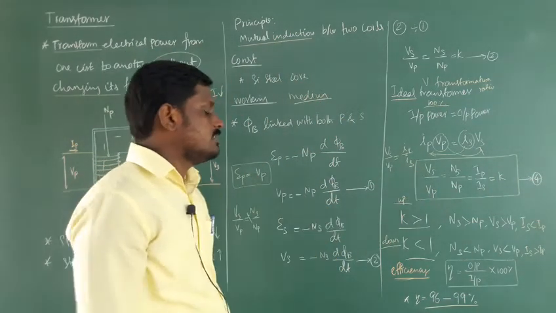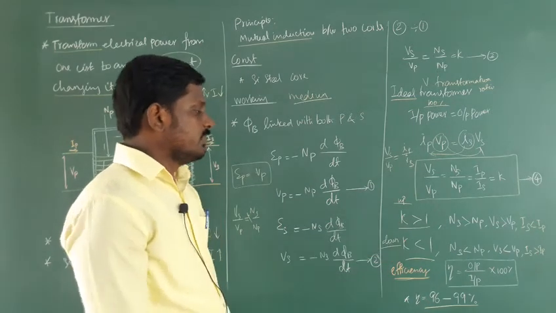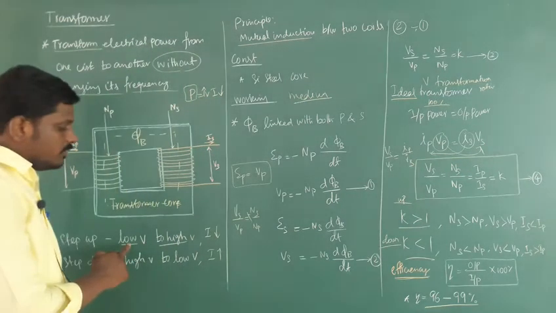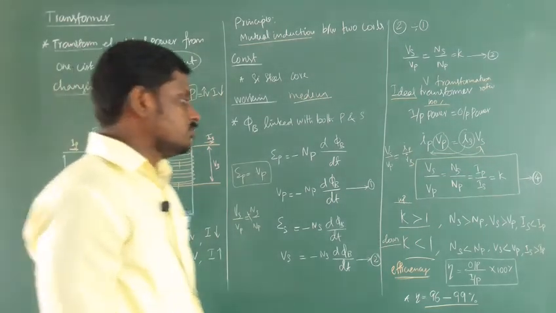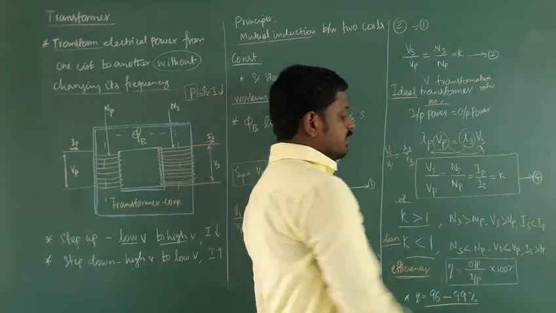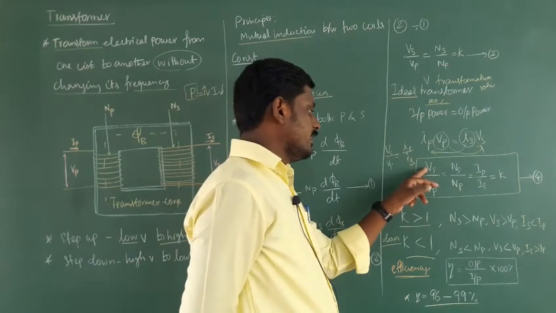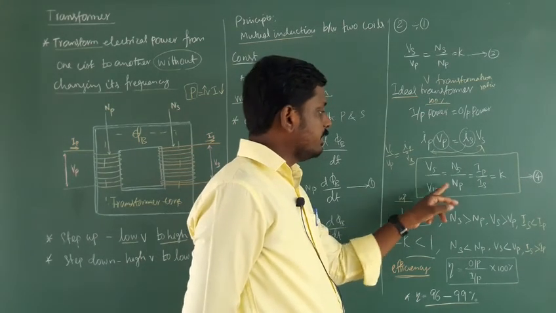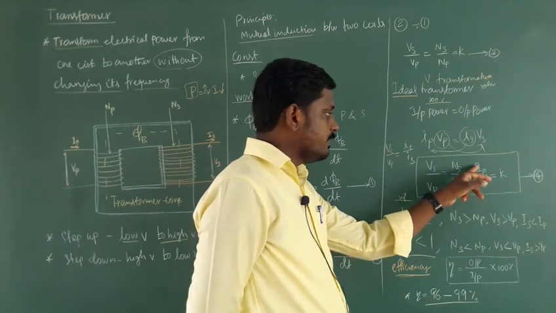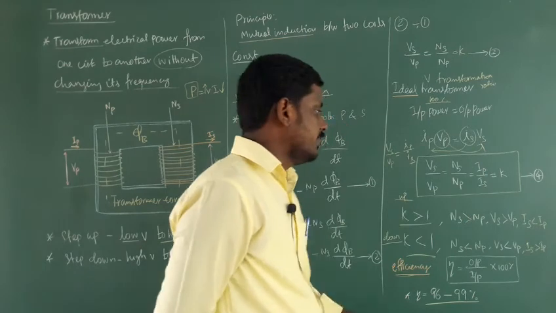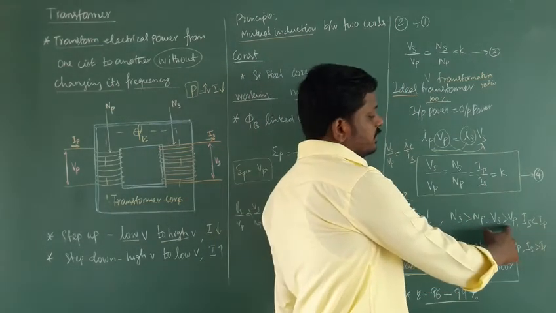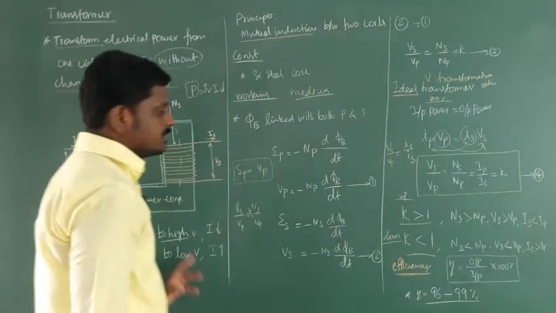K is a constant. If K is greater than 1, it is a step up transformer. In a step up transformer, voltage is increased and current is decreased. K greater than 1 means the numerator should be greater, so Vs is greater than Vp, Ns is greater than Np, and Ip is greater than Is. Here Is is less than Ip. If there is an increase of voltage, there is a decrease of current. That is the concept here.